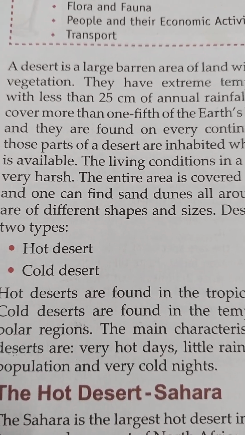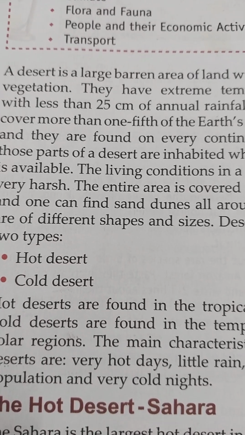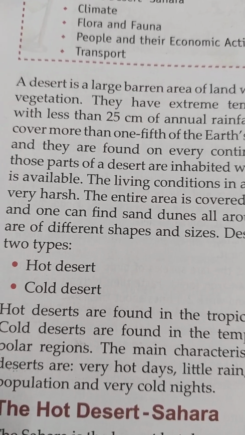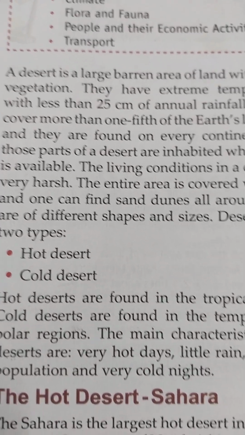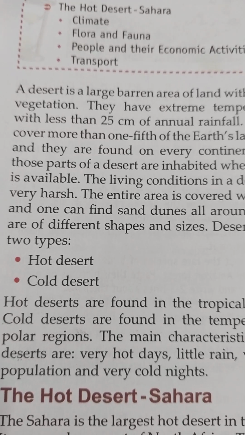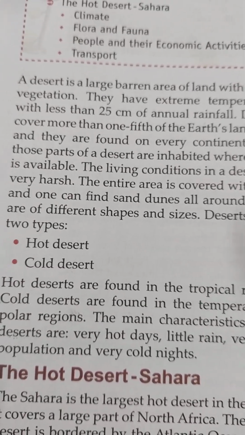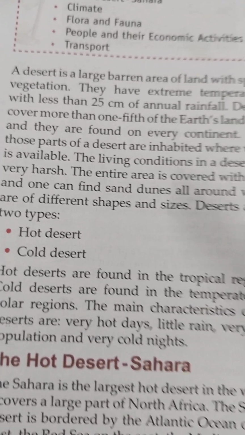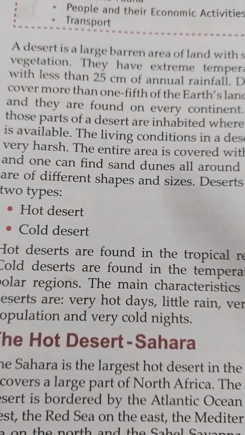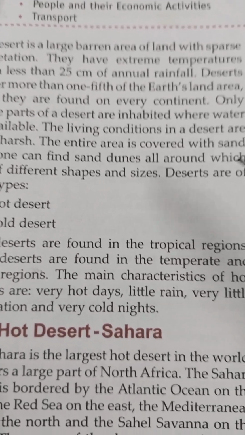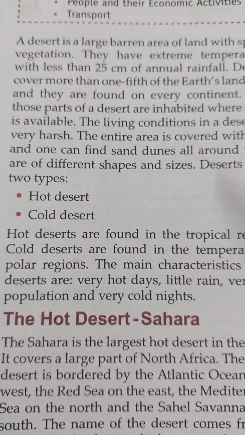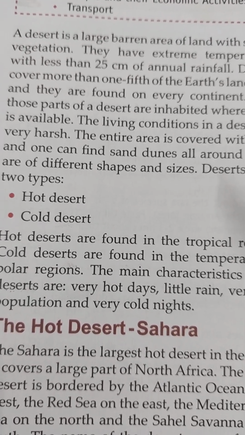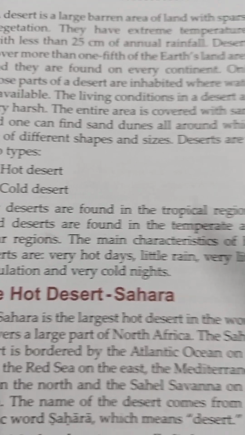A desert is a large barren area, means where we find very less population of land, and where there is sparse vegetation, means very less vegetation. And the temperature in the desert area, children, is extreme, means either it is too hot or it is too cold, and these areas receive less than 25 centimeter of annual rainfall. Now children, deserts cover more than 1/5 of the earth's land, and they are found in every continent.